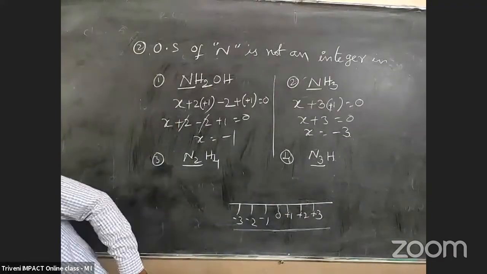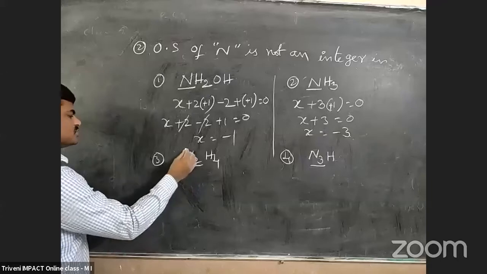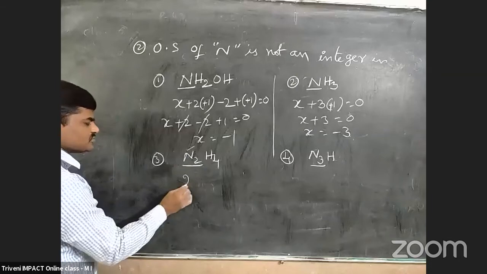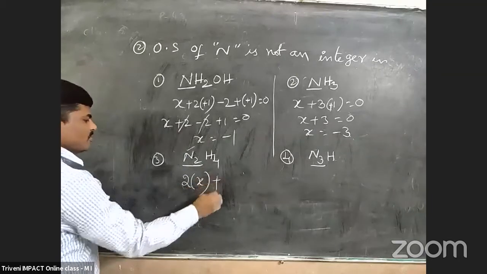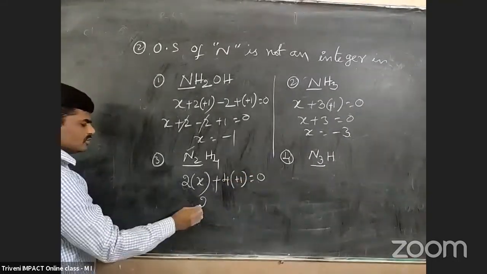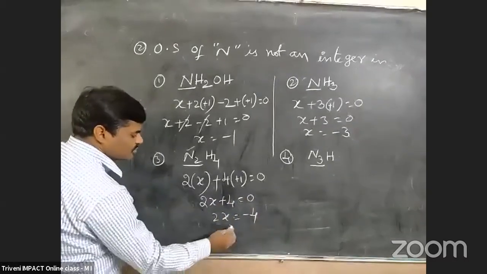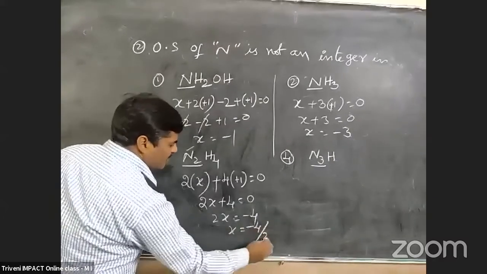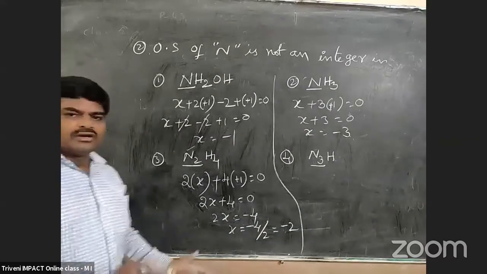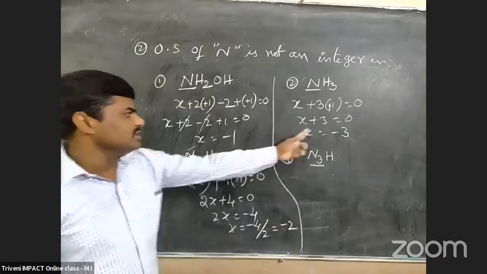Fractions are not integers. Now coming to the third one, N2H4. What is the oxidation state of nitrogen? Let it be X. There are 2 nitrogen atoms, so 2 into X plus 4 hydrogens, 4 into +1, is equal to 0. So 2x plus 4 is equal to 0, 2x is equal to -4, and X is equal to -4 by 2, which is -2. So this is also an integer, meaning -1, -2, -3, or +1, +2, +3, and so on.